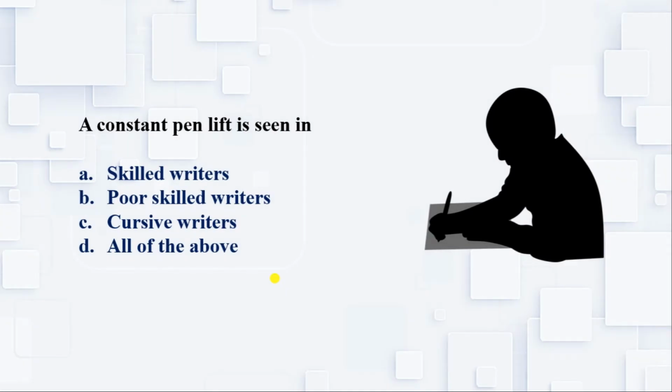The next question is, a constant pen lift is seen in which of these following writers? The correct answer is B, poor skilled writer, because someone who is newly learning how to write, or someone who doesn't write frequently, will have a poor skill in the writing. To bring about a legible or normal effect, the pictorial effect of the handwriting, he will try to lift the pen at unusual places very frequently, and we will see constant pen lifts in his handwriting.